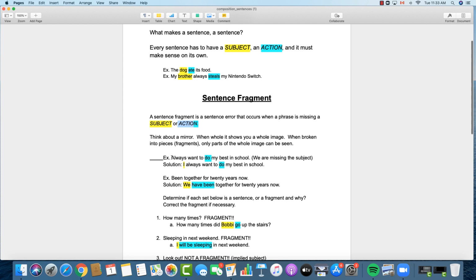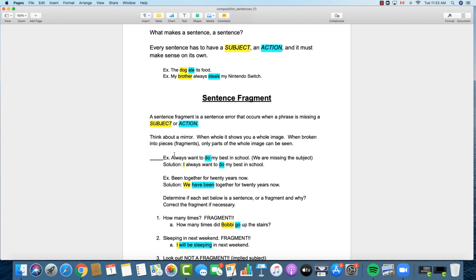So let's read this sentence here: "Always want to do best in school." Okay, so here we go. We've got an action for sure: do best, right? I want to do my best. So that's an action. Who wants to do my best? We don't actually know. We can guess. We could say, I always want to do my best in school, but we don't know that based on what I've written here. It could say, my mother always wants to do my best, or me to do my best.